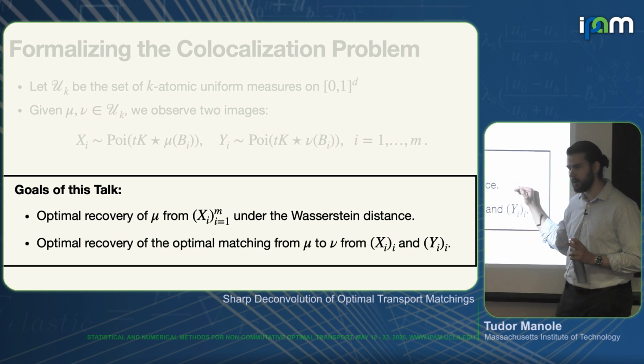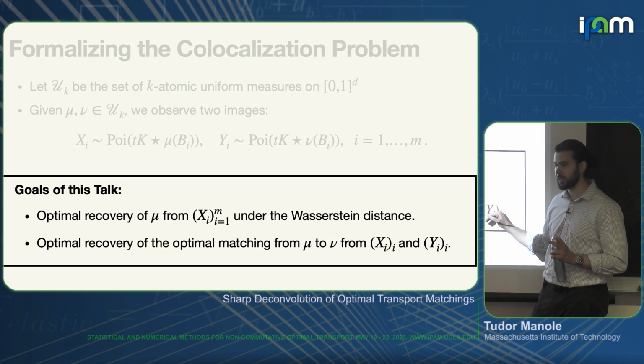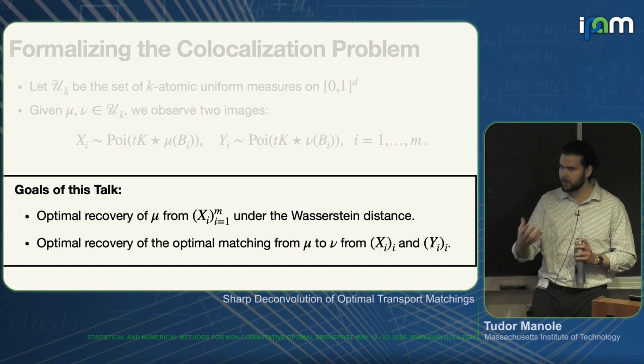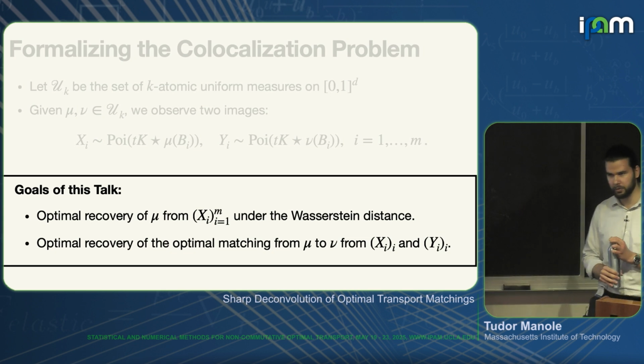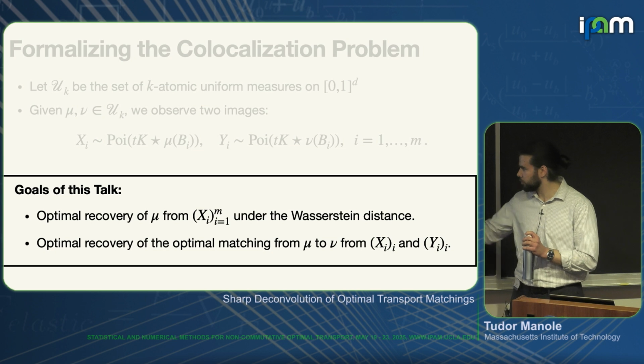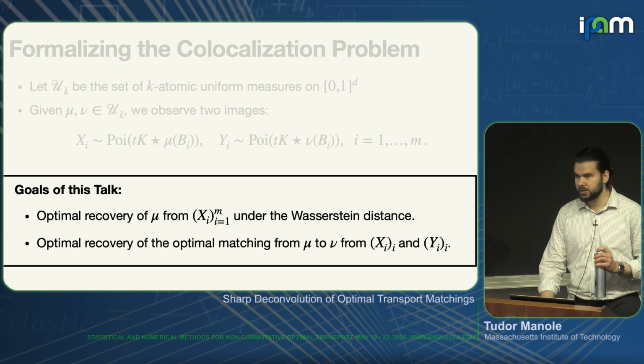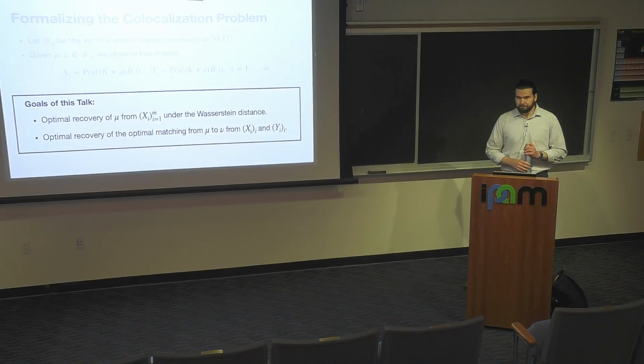And it will turn out that once we have a good understanding of this first problem, the second problem will follow from some stability analysis for optimal matchings of the type that have arisen in the optimal transport literature over recent years. So those are the two main results that I want to tell you about today. Are there any questions about the basic setting?